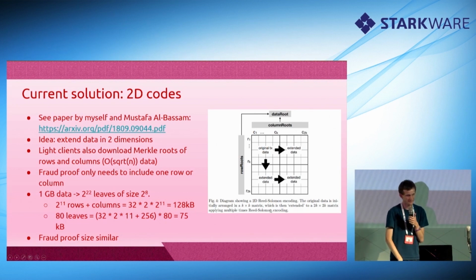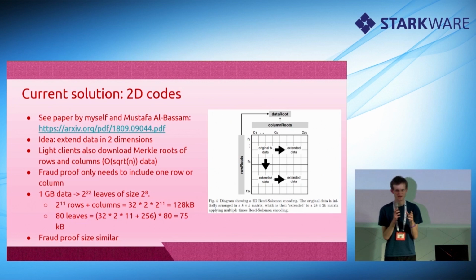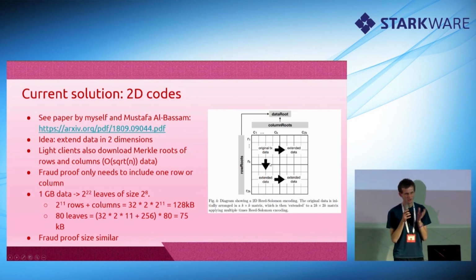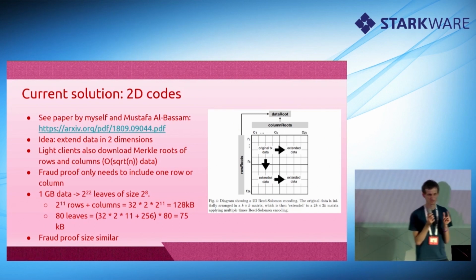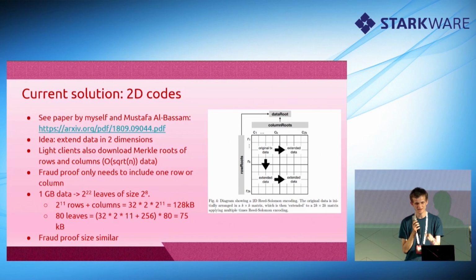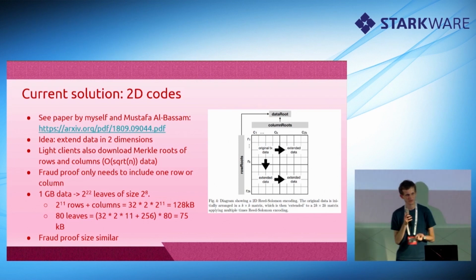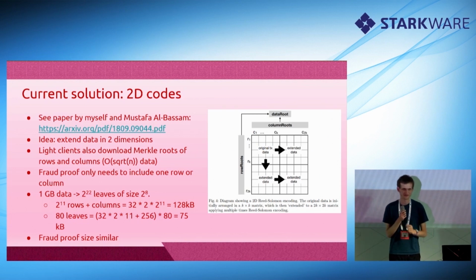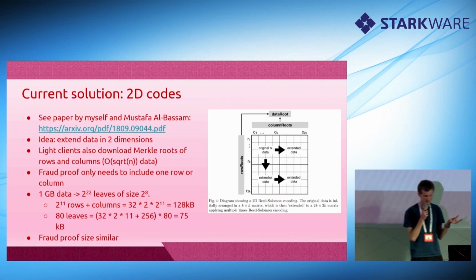So then a light client to check data availability is going to make basically 80 random queries into this structure, but the light client is also going to download the Merkle roots of every row and the Merkle roots of every column. Right? So a light client has to download O of square root of n data. So in the case of gigabytes, this is going to end up being about a few hundred kilobytes.